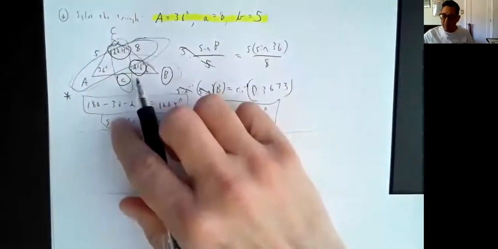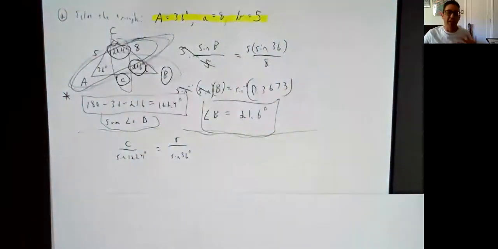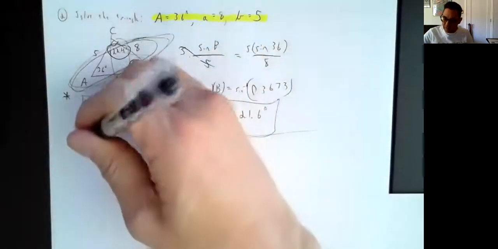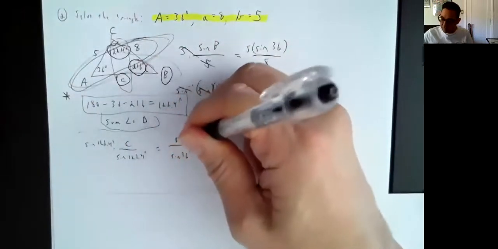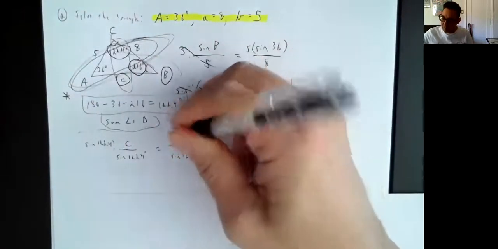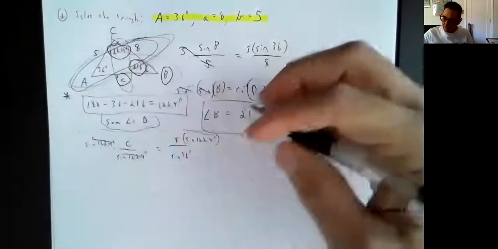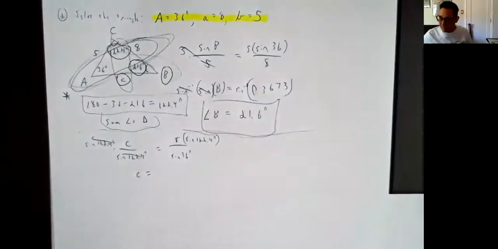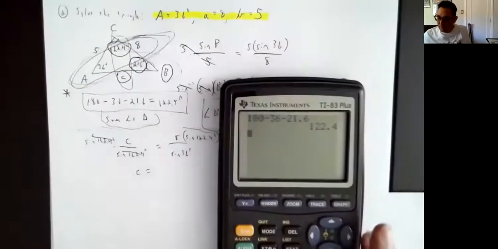Now you could have used this pair, but remember that was rounded, so it's going to be a little bit off. This one is exact, right? So once you find one to use, I just like to keep using that same one over and over again. All right, multiply both sides by the sine of 122.4 degrees. That cancels. So C equals whatever that is, and it's just, again, time for the calculator.